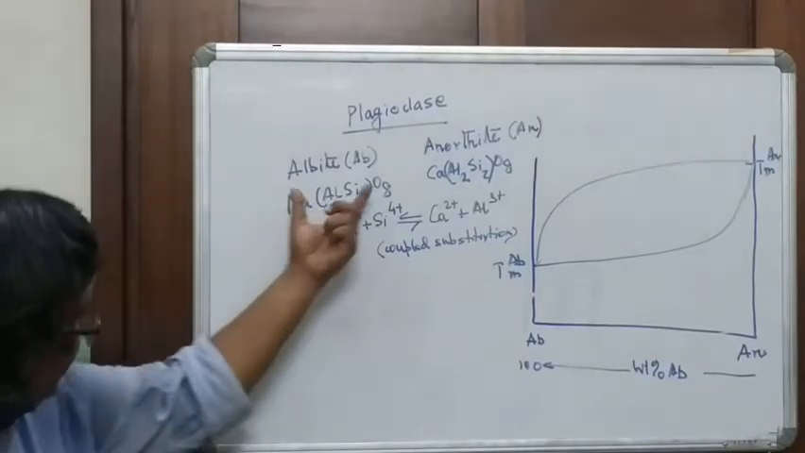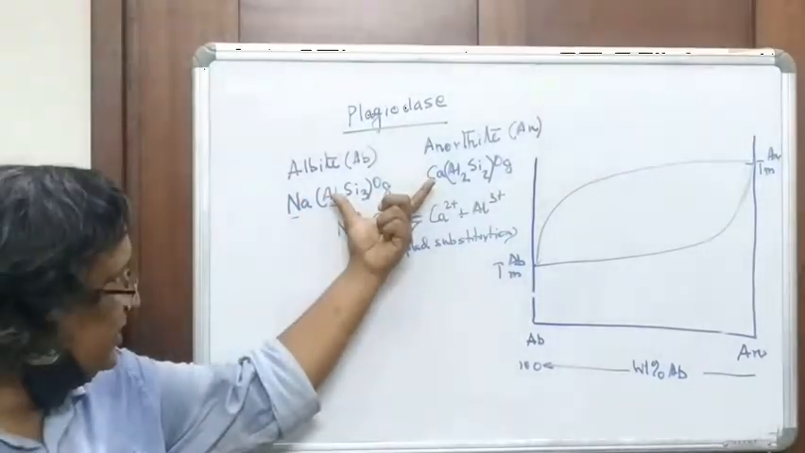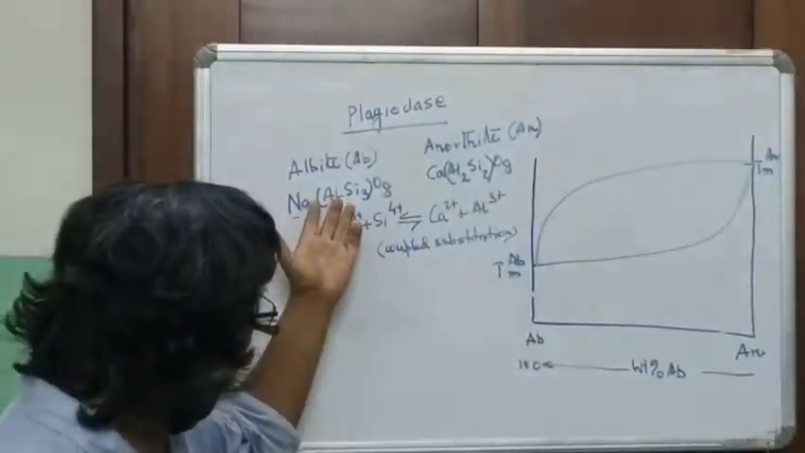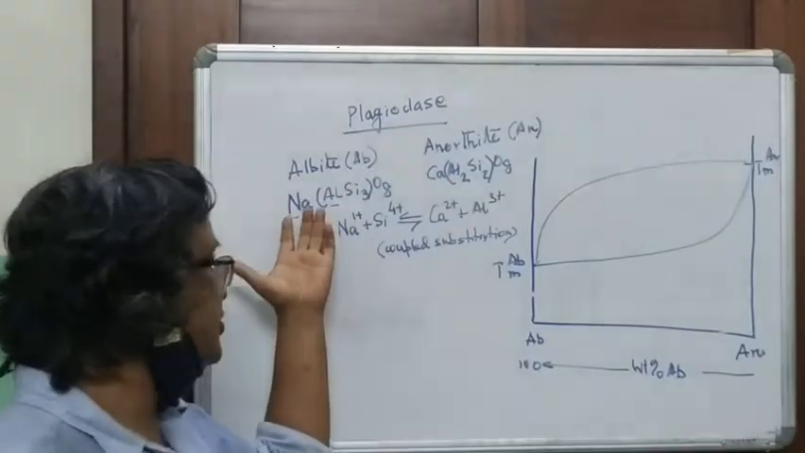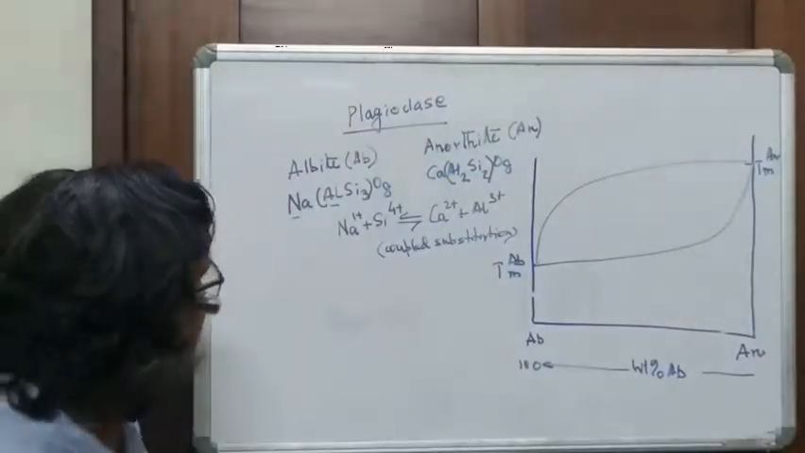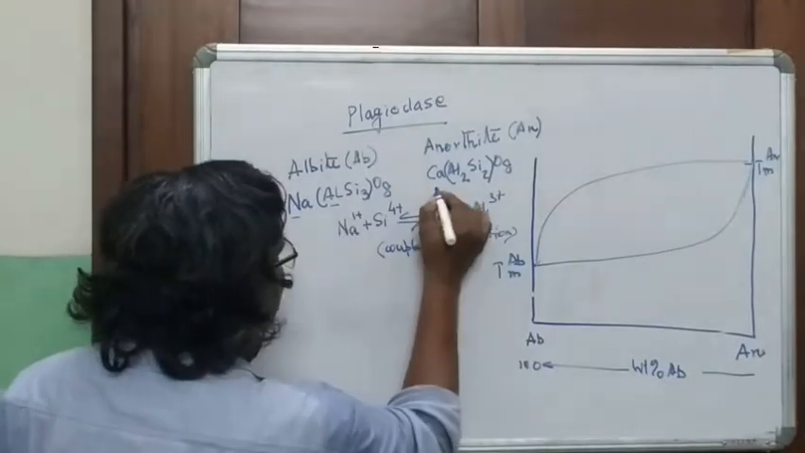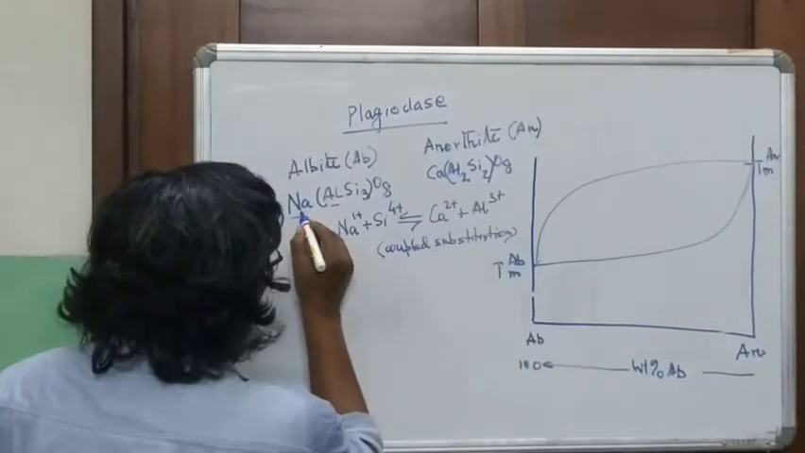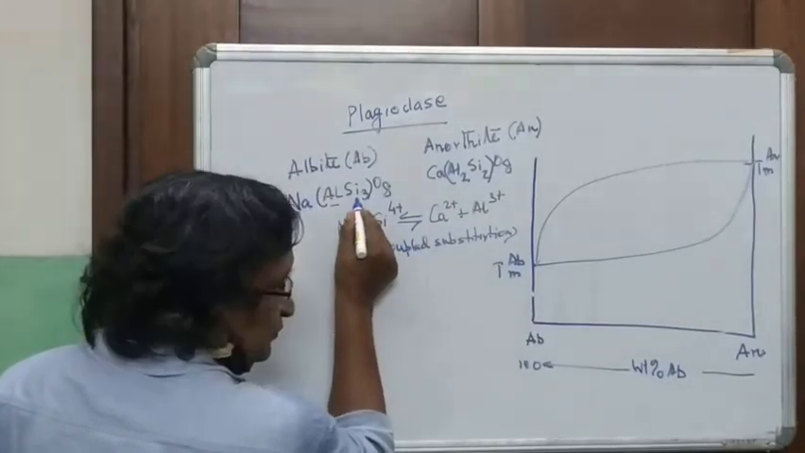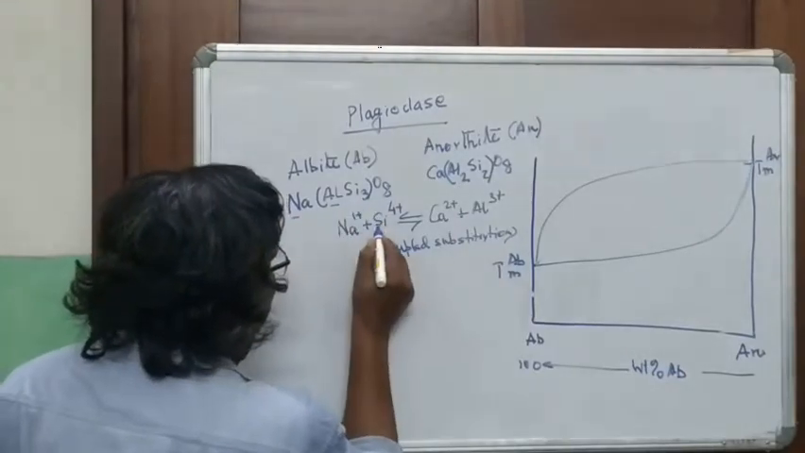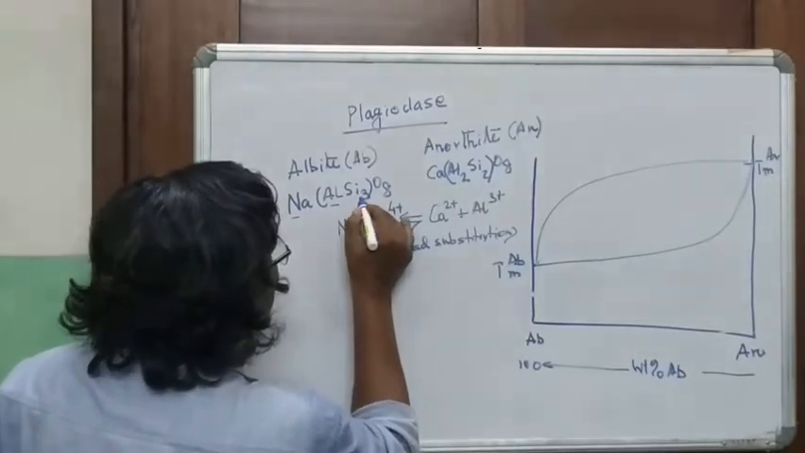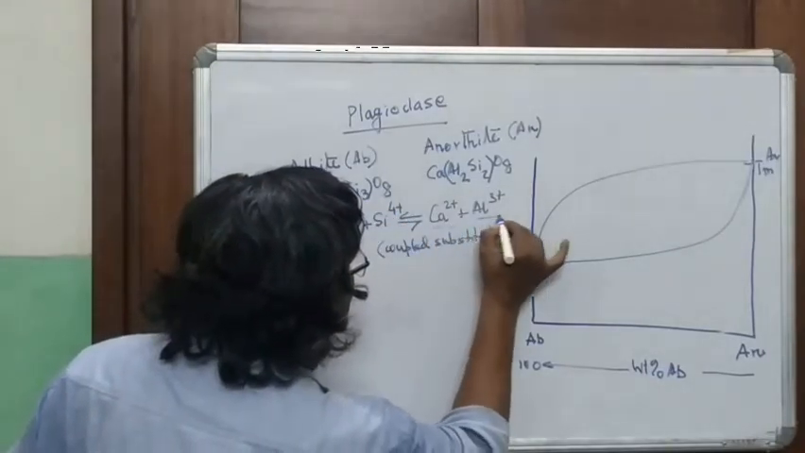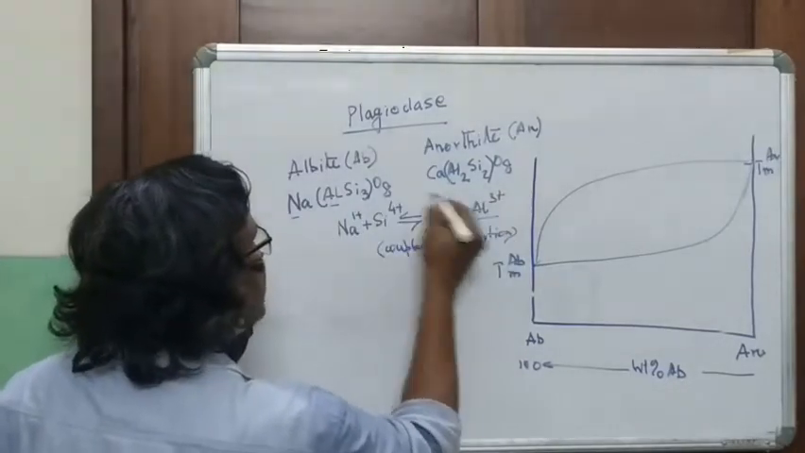This composition, if this forms the two components of solid solution, then there has to be a vector of change which will make this composition to this and this composition to this. How will you do it? Here you see sodium and here you see calcium. So if you keep sodium here and calcium here, if you take one sodium plus one silicon, one silicon less means this will be Si2, and here you write Ca2 plus and Al3 plus, so one aluminium is added here.